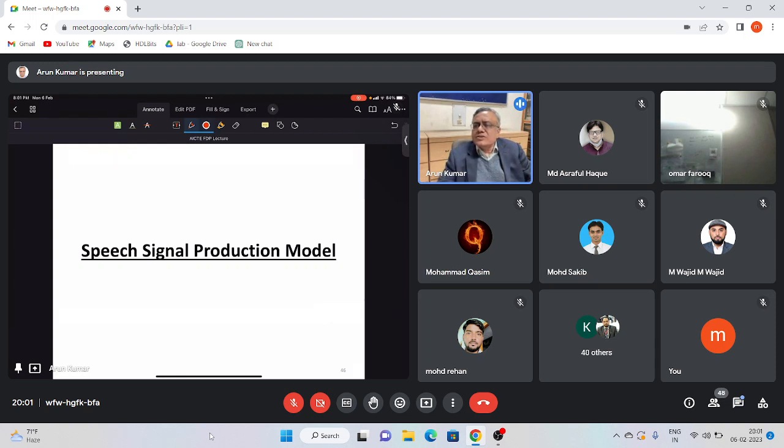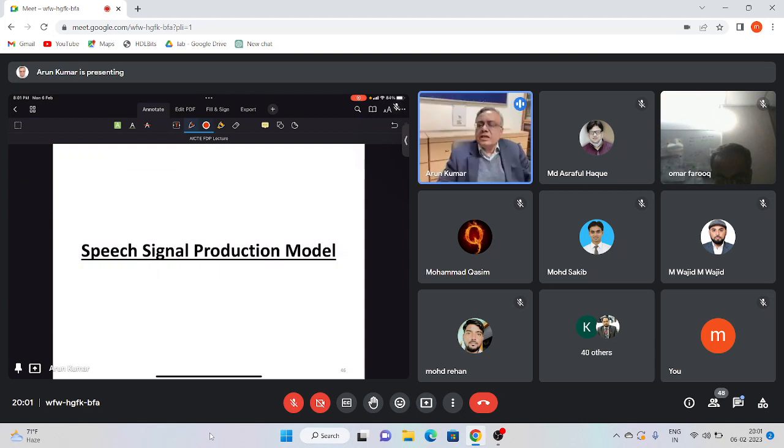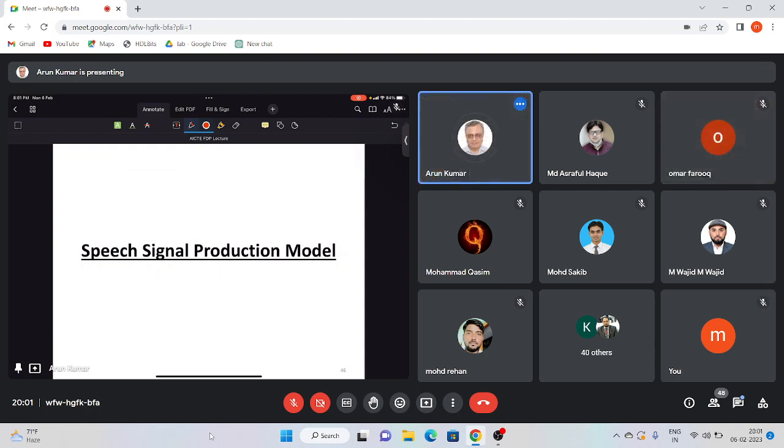Okay, the next question is, is the IPA chart updated from time to time? Yes, the IPA chart is updated from time to time. Before 2015, I think it was 2005. So as I said, once in a decade on average, the IPA chart is updated with new research and new sounds which cannot be put into the existing categories of sounds.